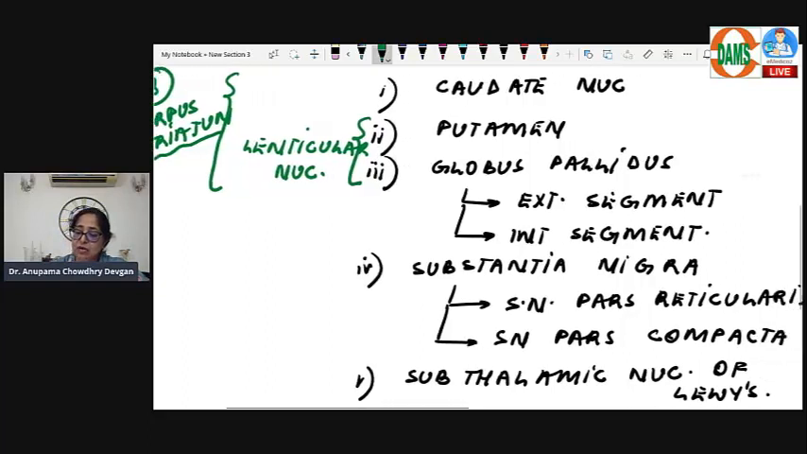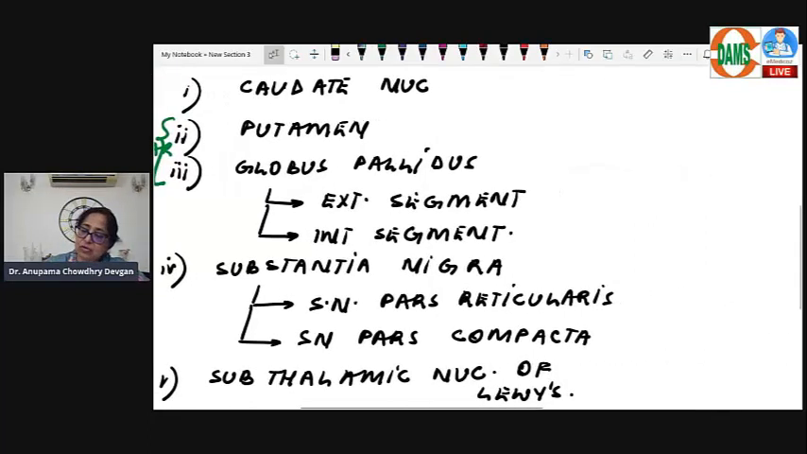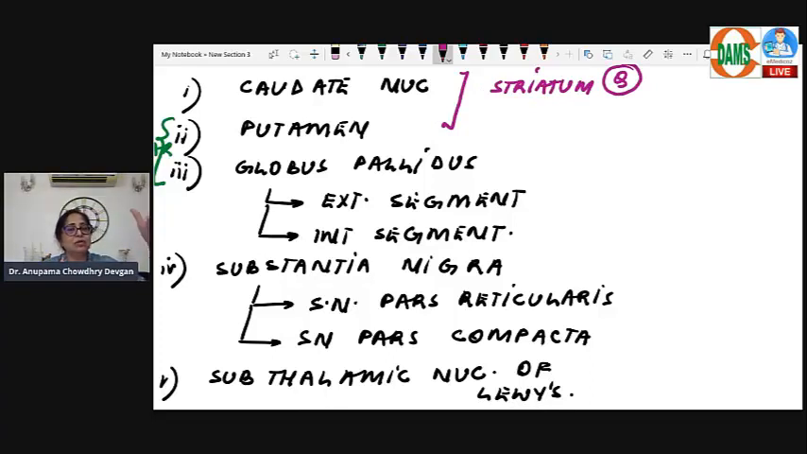But if the question says striatum, now striatum is caudate nucleus and putamen. So if the question says only striatum, then your answer is caudate nucleus and putamen. But if it says corpus striatum, caudate nucleus, putamen, globus pallidus. Corpus striatum, anatomical classification. Striatum, physiological classification.